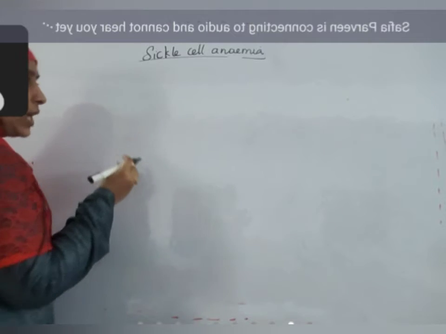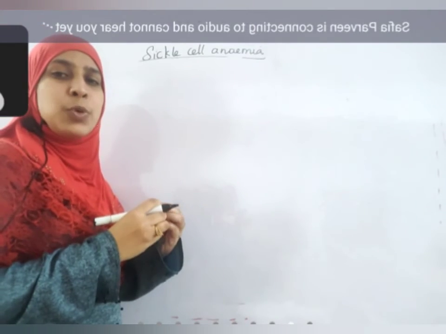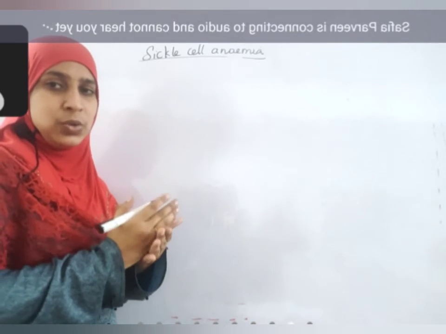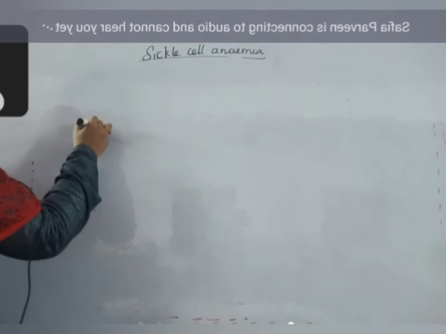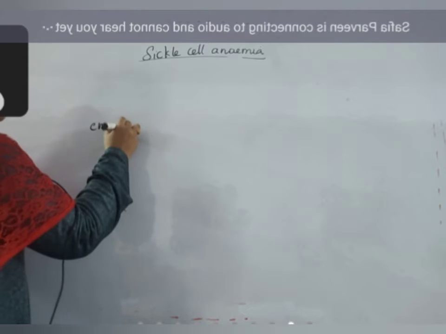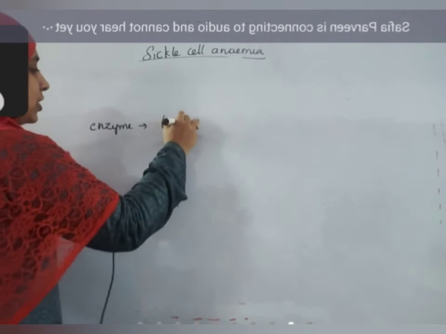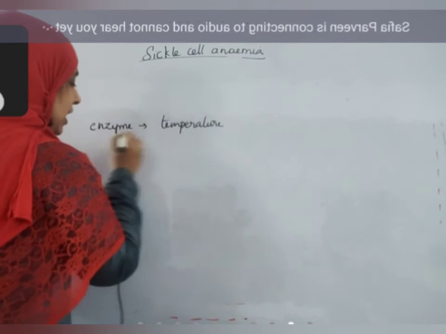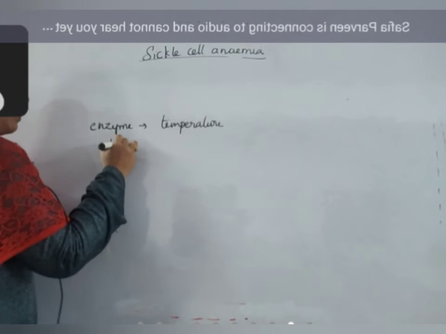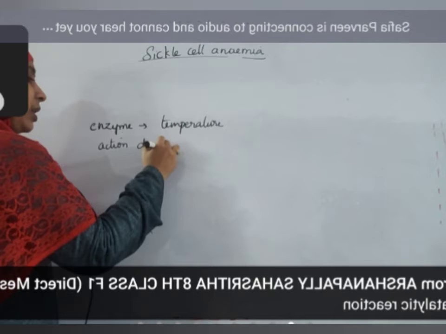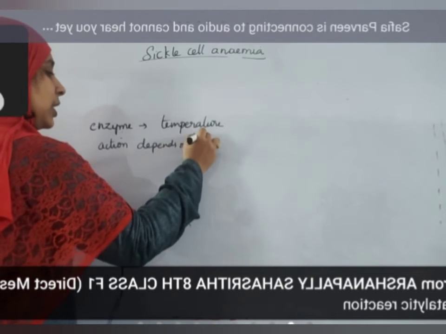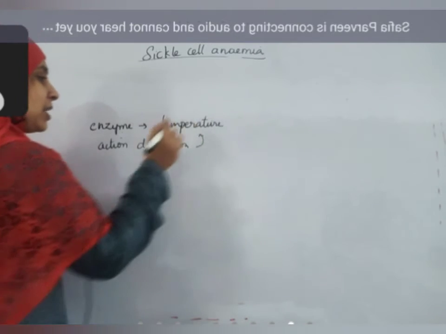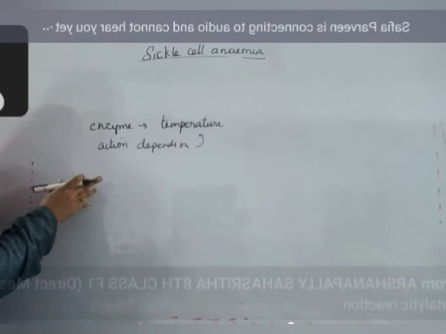You know, in chemistry, in any catalysis process, a certain temperature is required for the reaction to occur. Same like that, for every enzyme, there is a requirement of a certain temperature. They are temperature specific. Enzyme action depends on temperature. So, only if the enzyme action is correct, protein synthesis occurs.